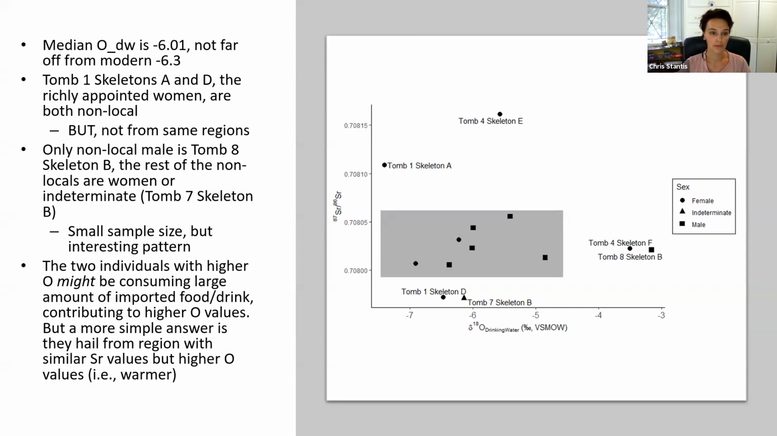When we look at the non-locals, we see that they're mostly women. Both of the richly appointed women from Tomb 1 are non-locals, as well as 2 women from Tomb 4. We do have 1 individual too poorly preserved from Tomb 7 to estimate sex, as well as 1 male from Tomb 8. The majority of individuals are local. The earliest tomb, Tomb 5, contains 2 local individuals. This is suggestive that the first people leading the settlement and building it as an important crossroads did so as locals to the region.